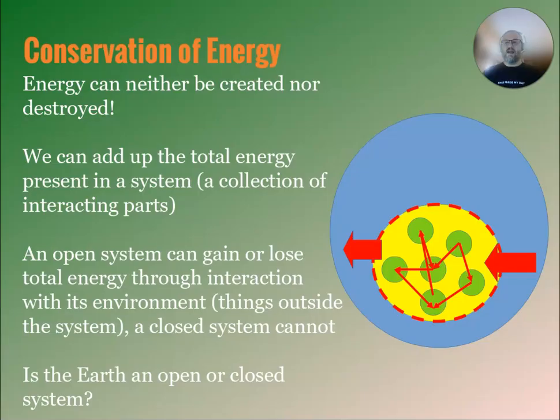Well, the Earth is an open system because we are constantly receiving energy from the sun. So if the Earth is our system, the sun is outside, but we interact with the sun. We're constantly receiving energy from the sun. We're also constantly losing energy into space. So the total energy of the Earth could go up or down depending on the balance of these different kinds of factors because we are an open system. So that energy can't be created or destroyed, but it might leave our system or it might come into our system from outside.